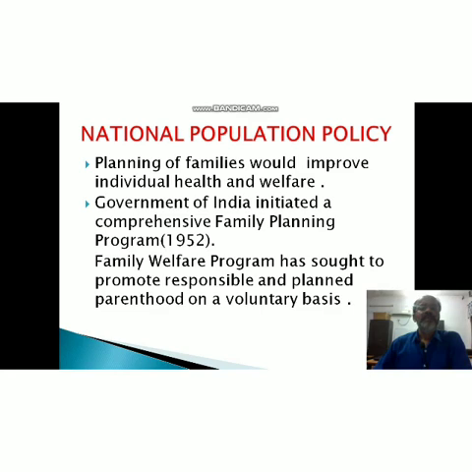Now, what is the national population policy? Planning of families would improve individual health and welfare. In the national population policy, it was included that the planning of families would improve individual health and welfare. The Government of India initiated a comprehensive family planning program in 1952. The family welfare program has sought to promote responsible and planned parenthood on a voluntary basis.